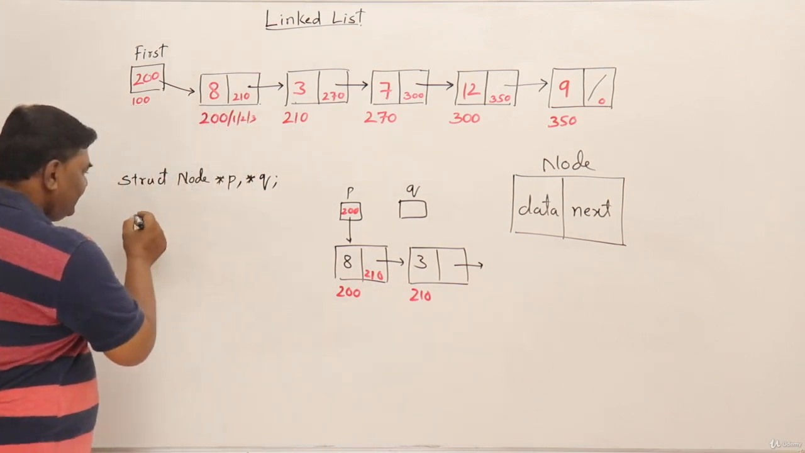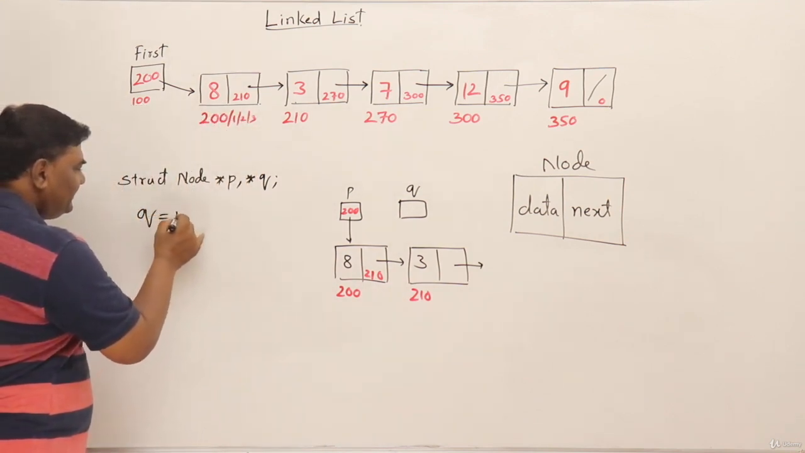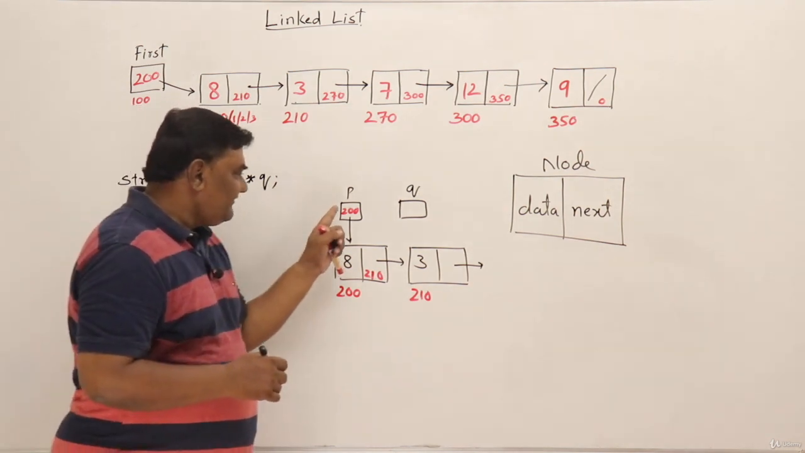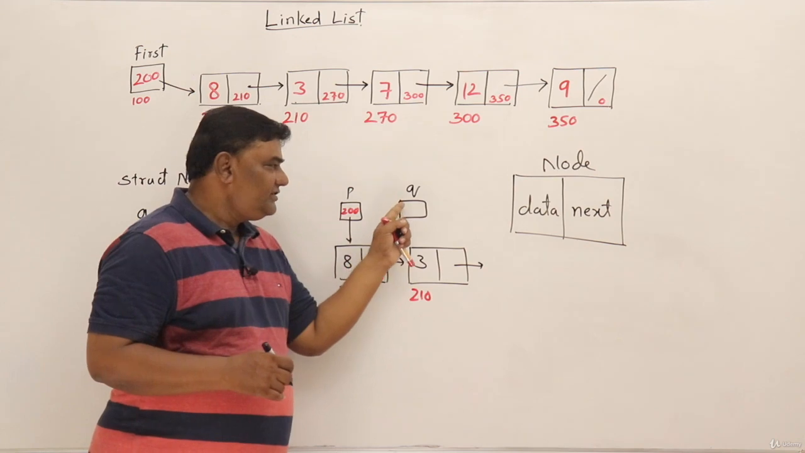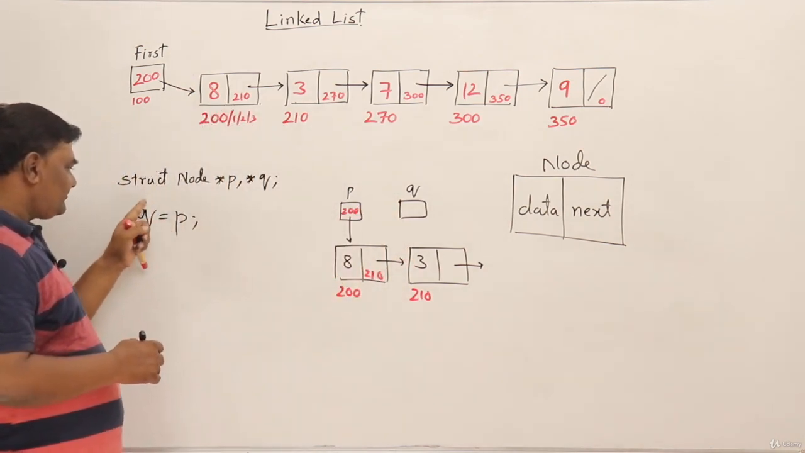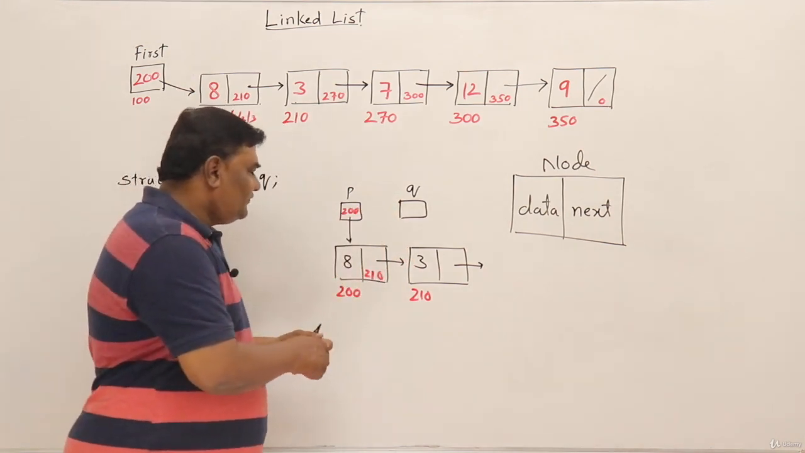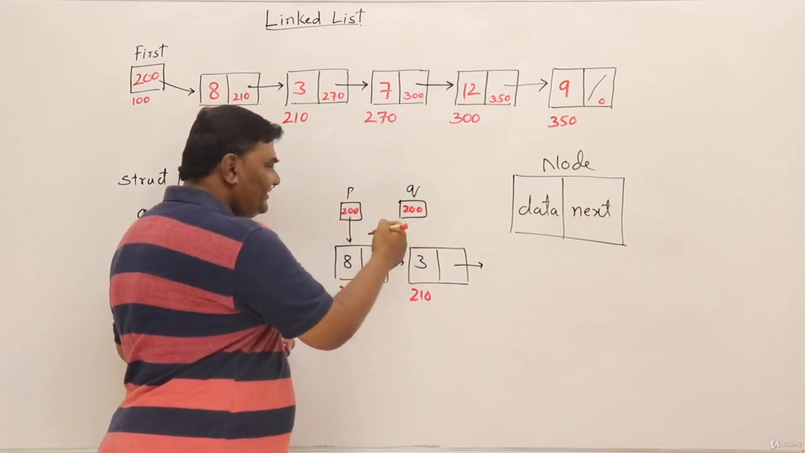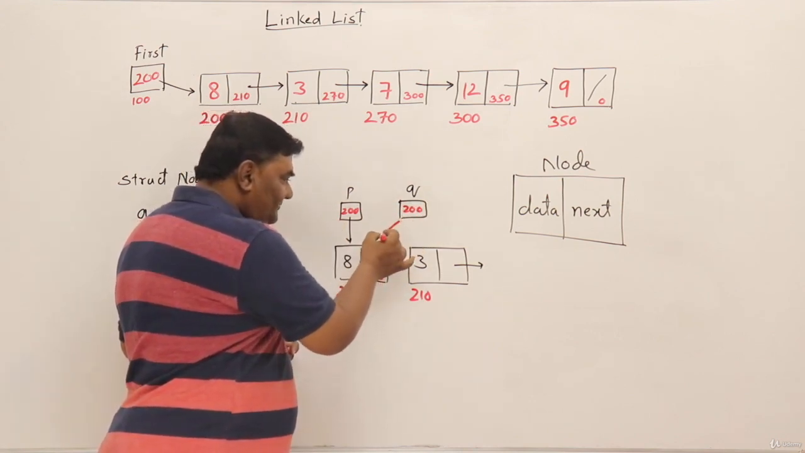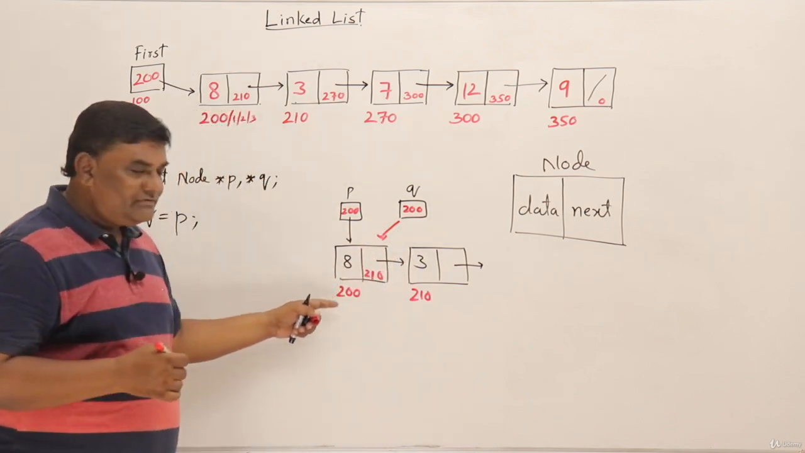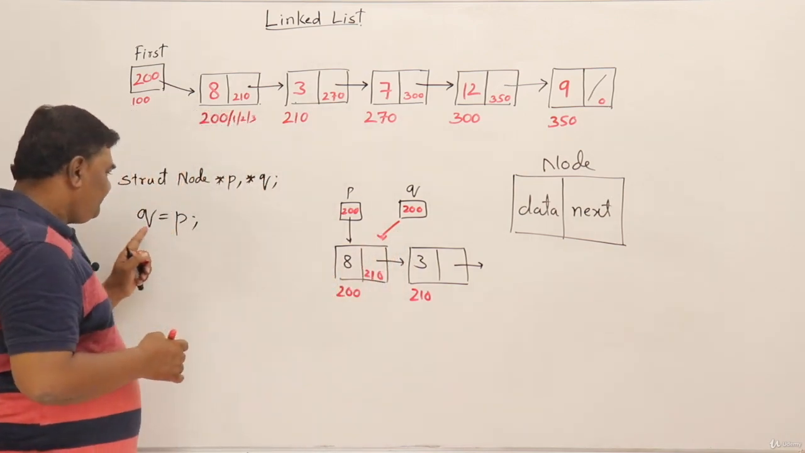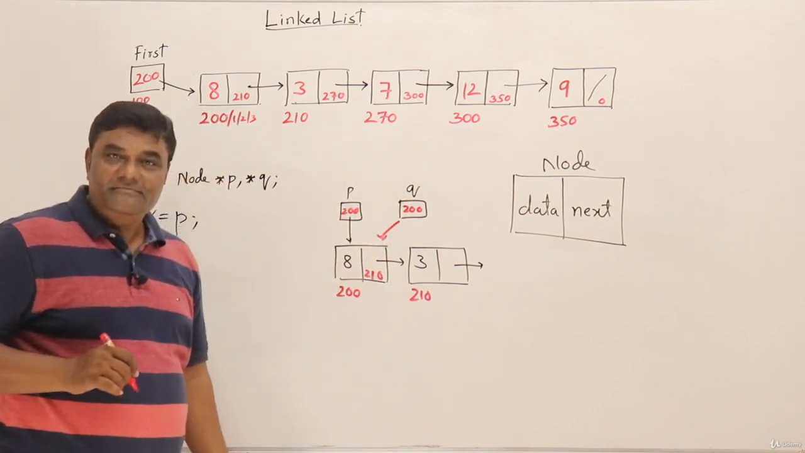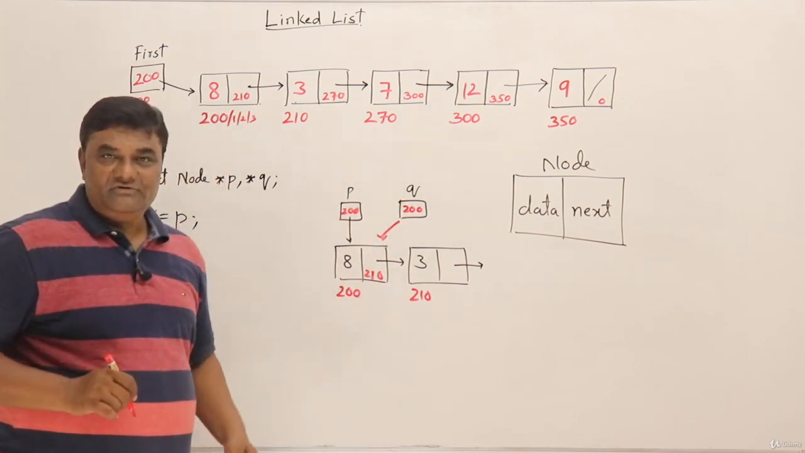See, if I say Q assign P, what does it mean? Q assign P means whatever is there in P, that has to be stored in Q also. So Q will have the address 200. So this 200 is there, so it will also get 200, and Q will be pointing on the same node. This node is 200. So two pointers pointing on the same node.